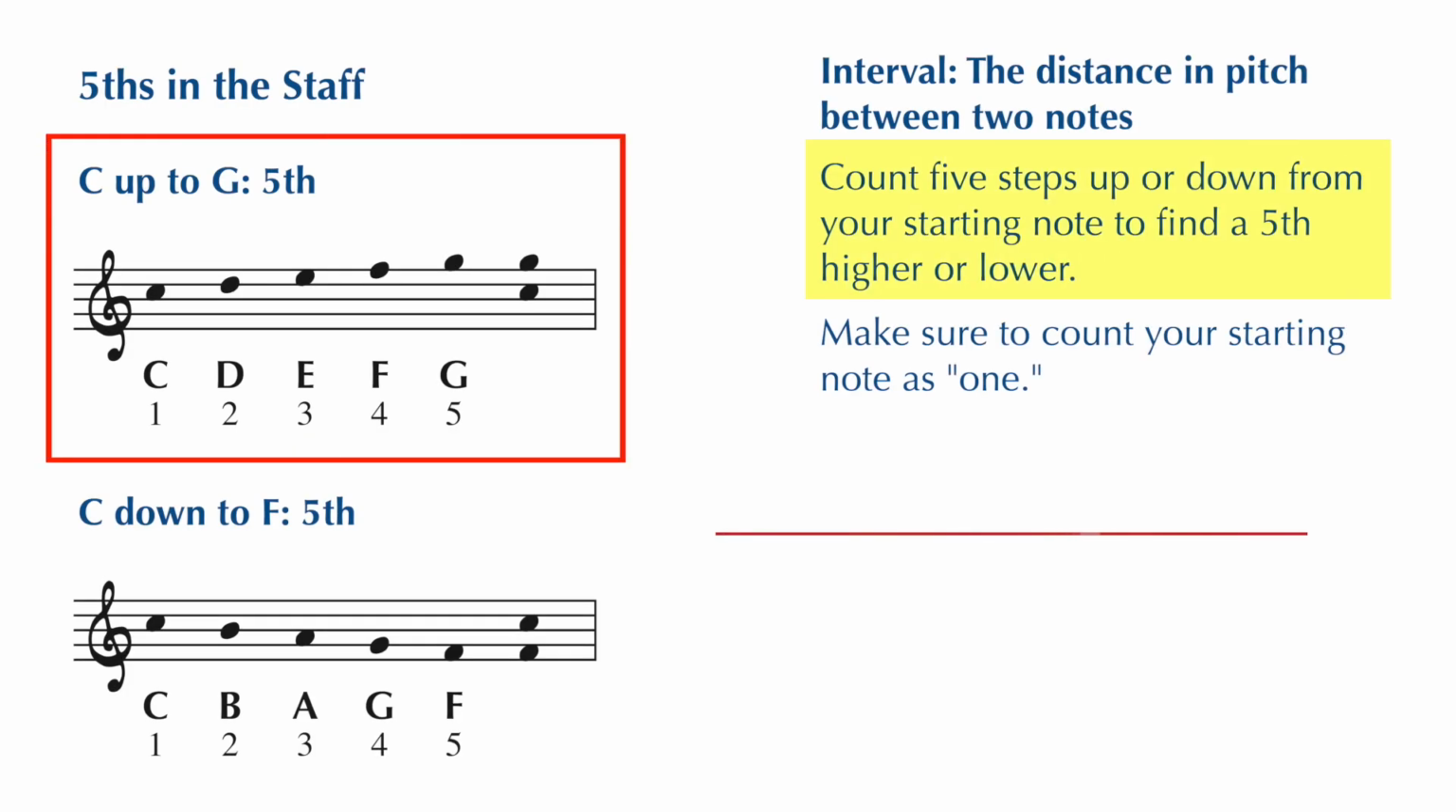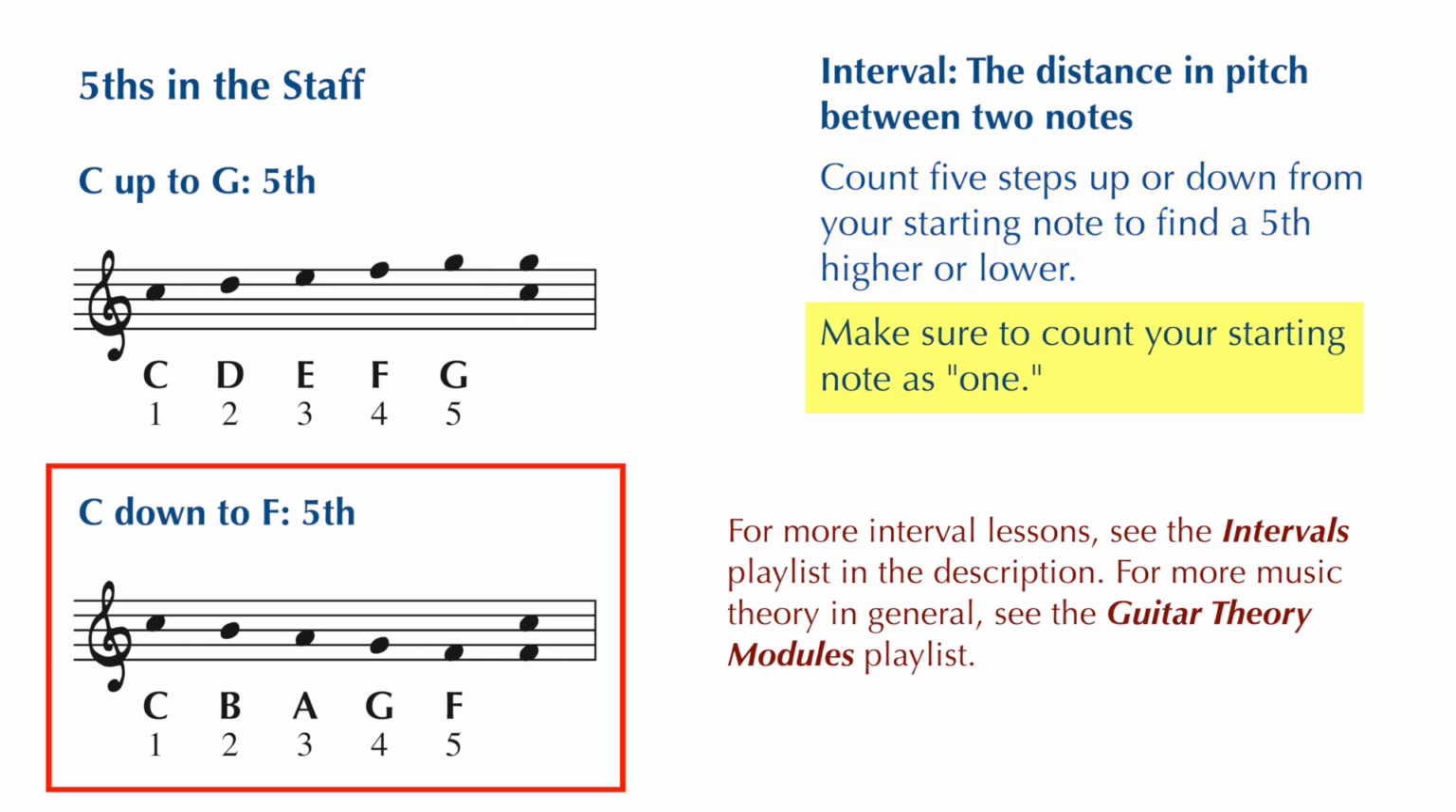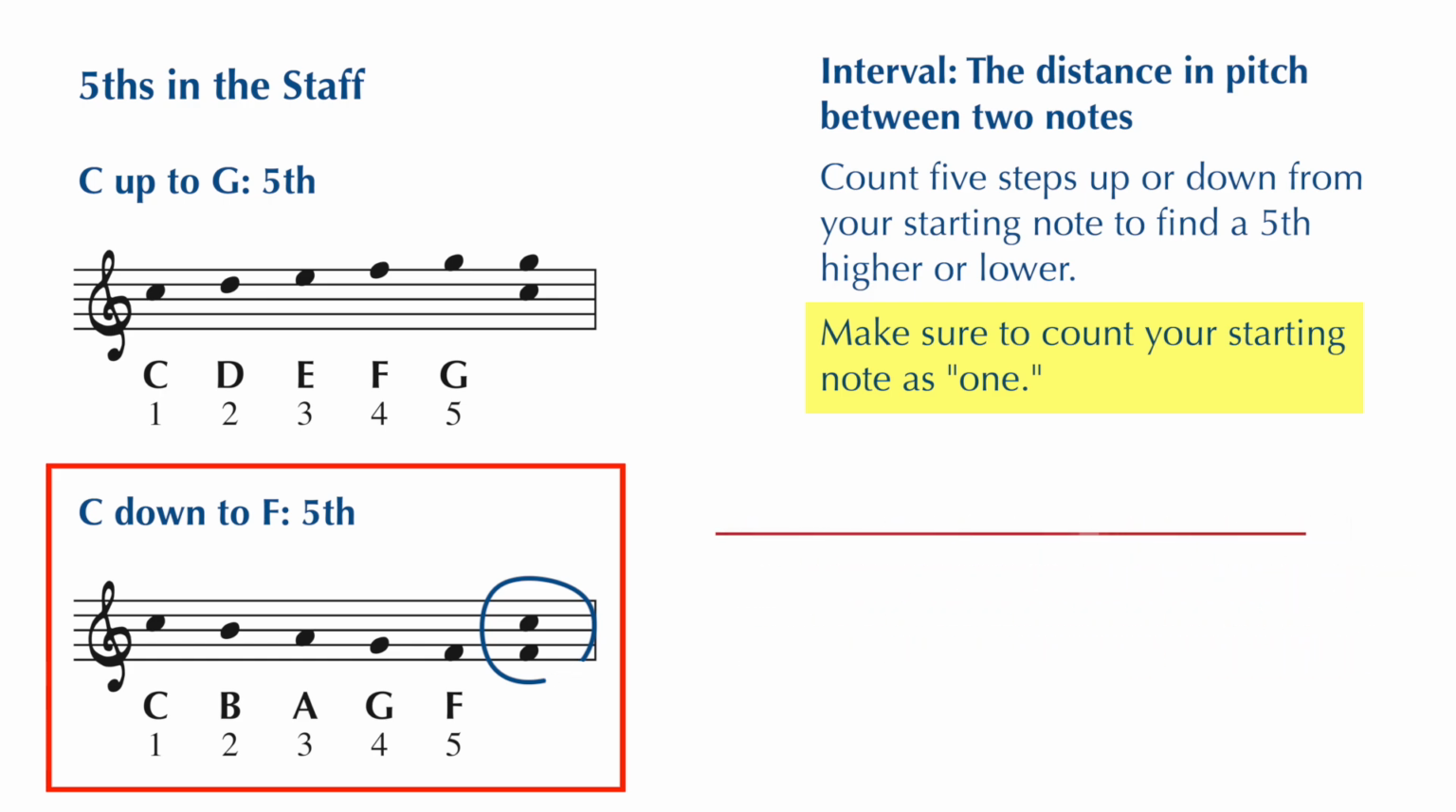In the music staff, a fifth is 5 steps distance. C, D, E, F, G, 1, 2, 3, 4, 5. C and G are a fifth apart. And you can also count down from the higher note. C, B, A, G, F, 1, 2, 3, 4, 5. F is a fifth lower than C.